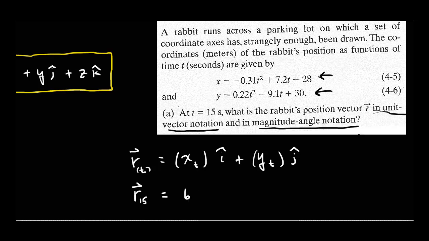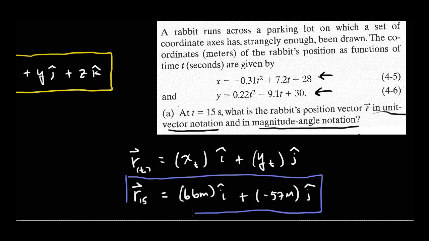So this ends up being 66 meters i hat plus, and then if you plug in 15 here and here for the two t's, then you should get negative 57 meters j hat. So that's the first part. Just plug in the values for t to figure out the position vector, and that's our answer to the first part in making the position vector in unit vector notation, right?